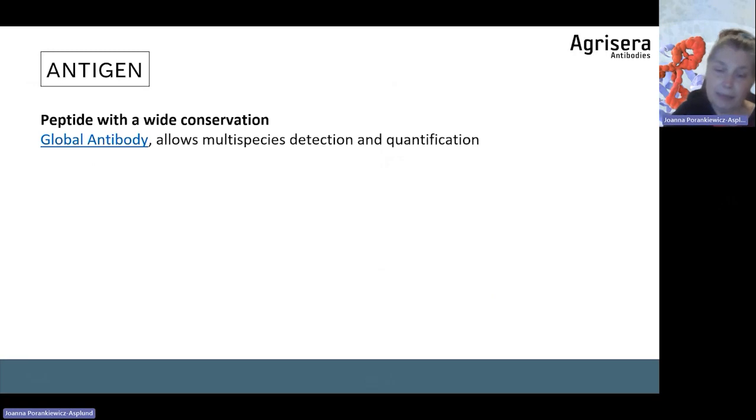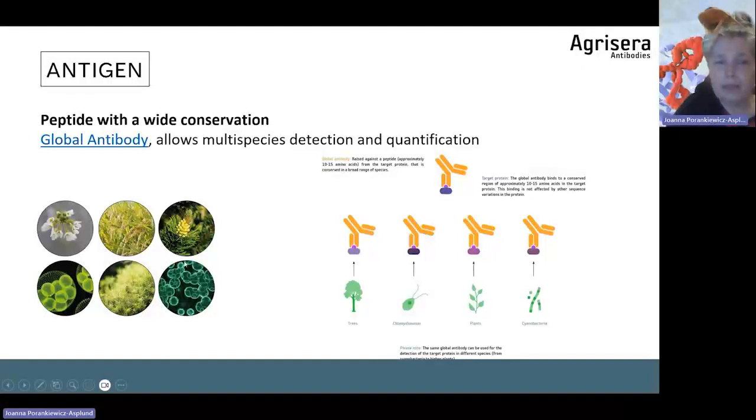When Agrisera is producing antibodies, we are thinking about covering quite many model species, because in plant science there are a lot of model species, of course, if it is possible. Especially for photosynthetic proteins, which are quite conserved, one can choose a short peptide which will be found across hundreds of different species. And we call these antibodies global antibodies.